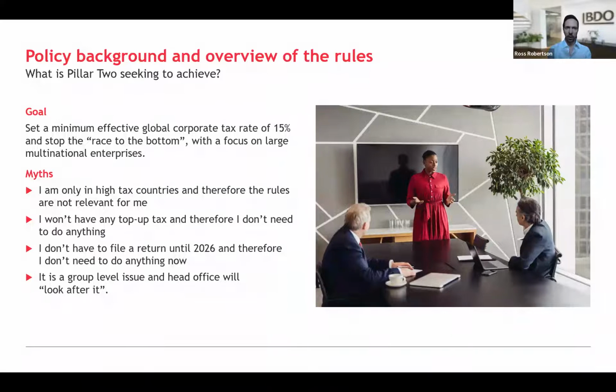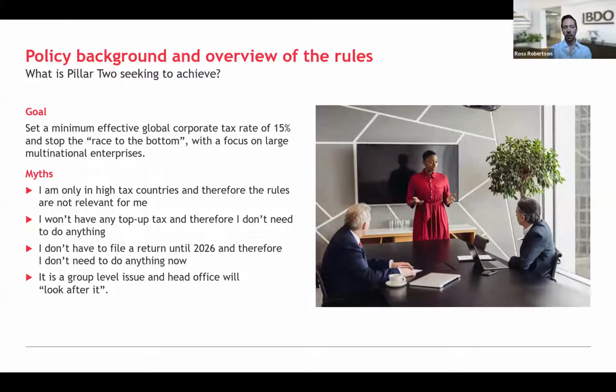Secondly, I won't have any top-up tax and therefore I don't need to do anything. Unfortunately, you will still need to prepare calculations to demonstrate there is no top-up tax, although safe harbors may help to simplify that process in initial periods. And we'll talk about those safe harbors in a bit more detail next.